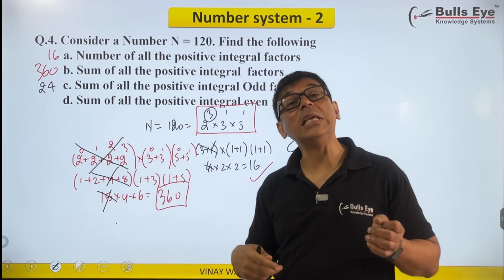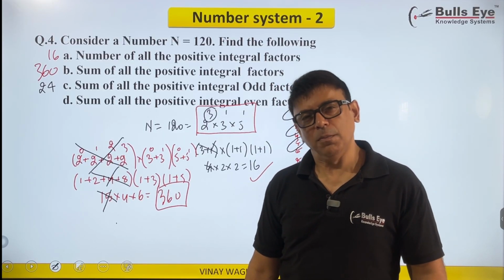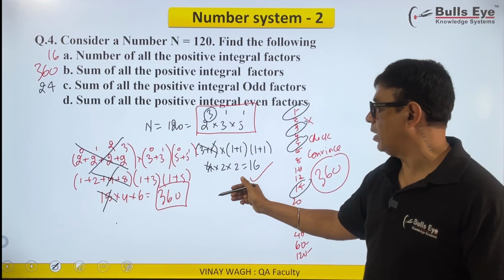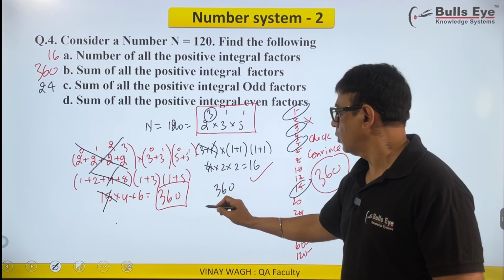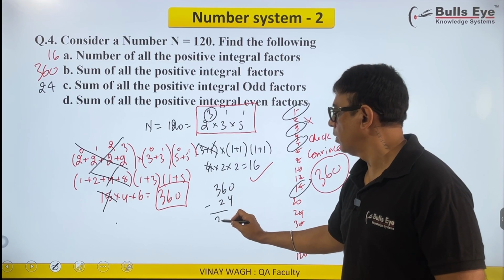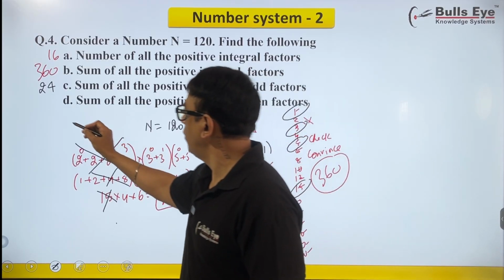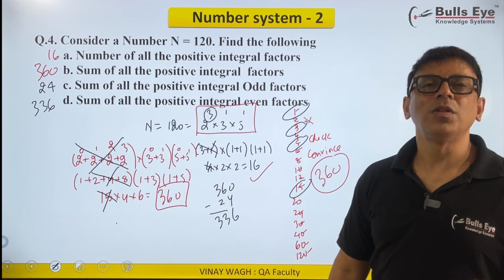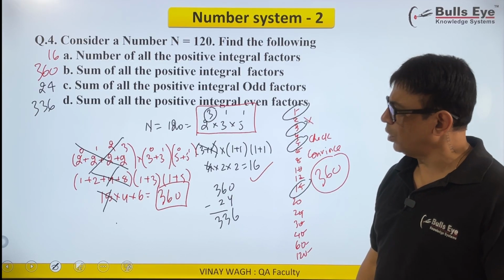What is the sum of all the even factors? We don't need maths here. Total is 360 and odd is 24. So 360 minus 24, that is 336, should be for even, right? But in case you want to know the maths behind it, so what you have to do is you have to follow this.